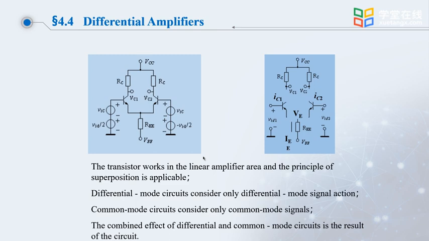Considering that the transistor works in the linear amplification region, the superposition theorem also applies. So we can divide it into a differential mode circuit that considers only the effect of the differential mode signal, and a common mode circuit that considers only the effect of the common mode signal. The differential and common mode circuits working together give the final result of the circuit.